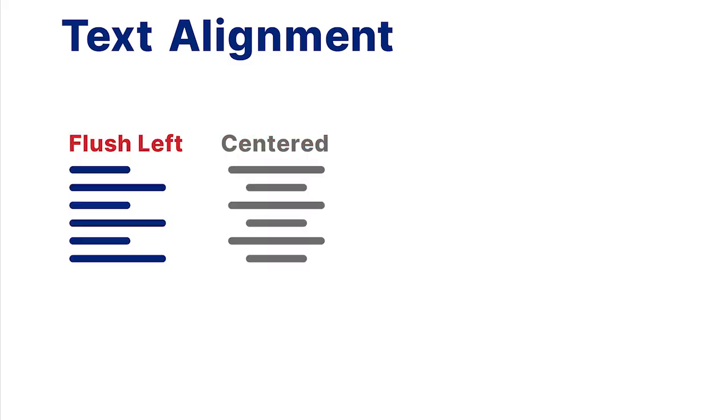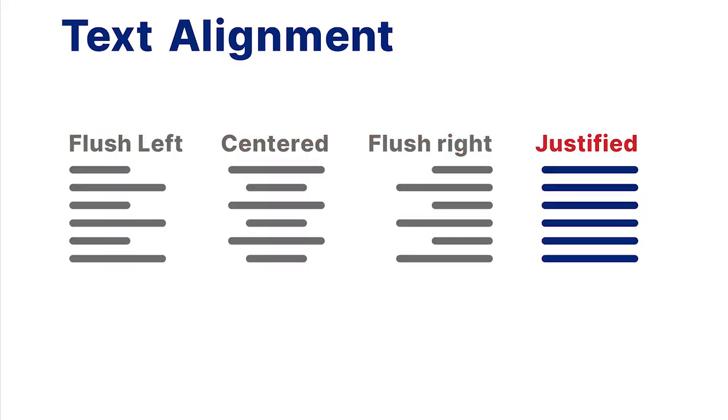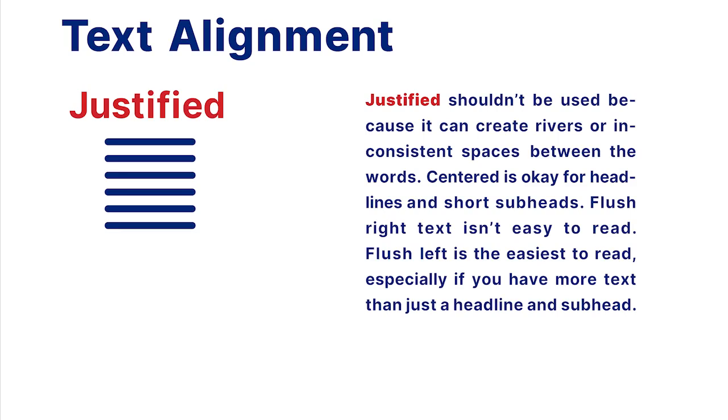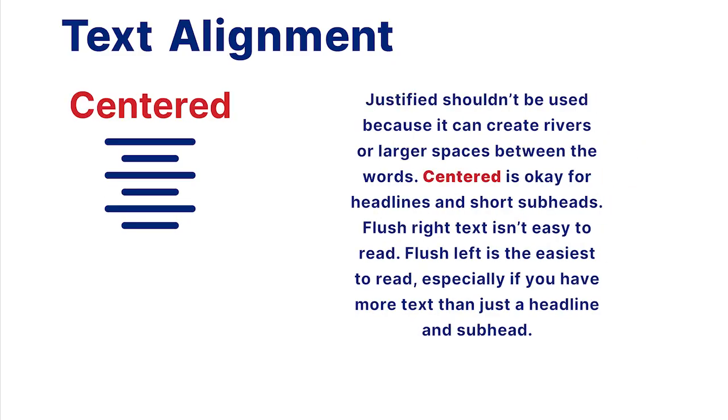Text alignment is essential too. There is centered, flush left, flush right, and justified. Justified shouldn't be used because it can create what's called rivers, the inconsistent spaces between words, and you'll also have many hyphenated words. Centered is okay for a headline and short subheads, but not large chunks of text.